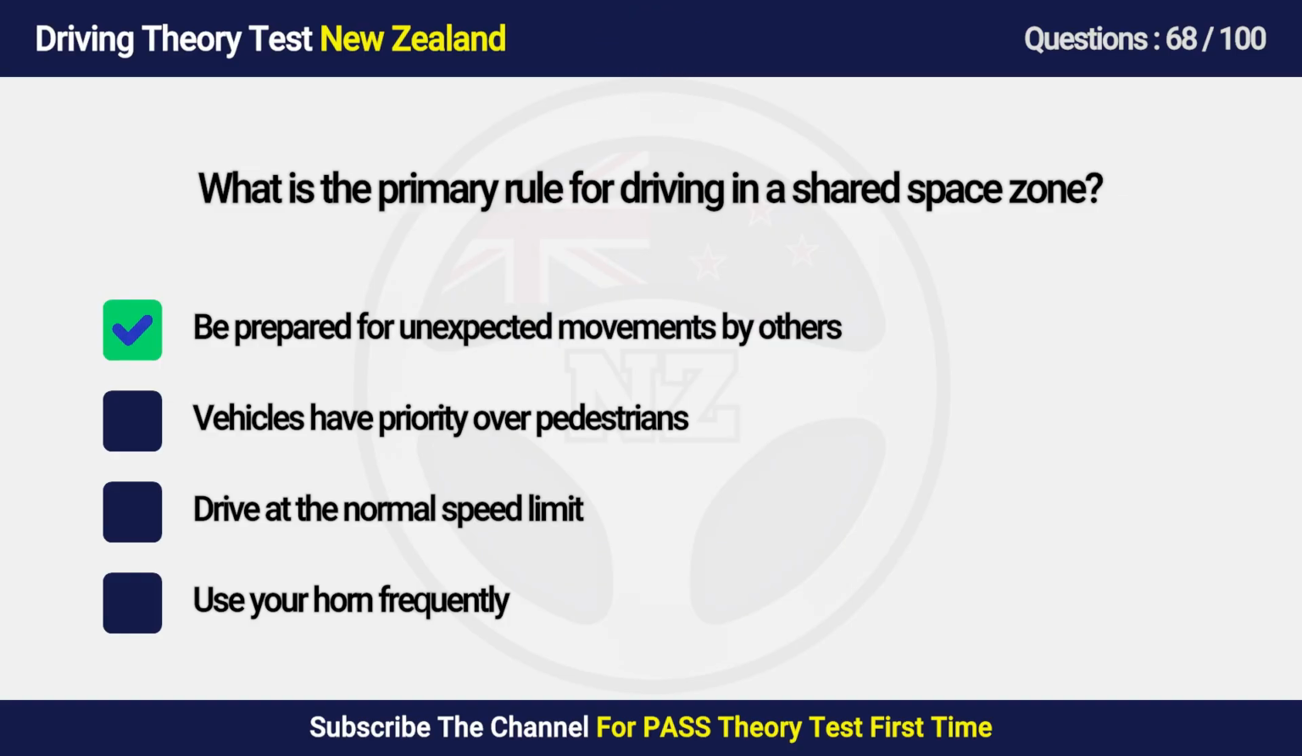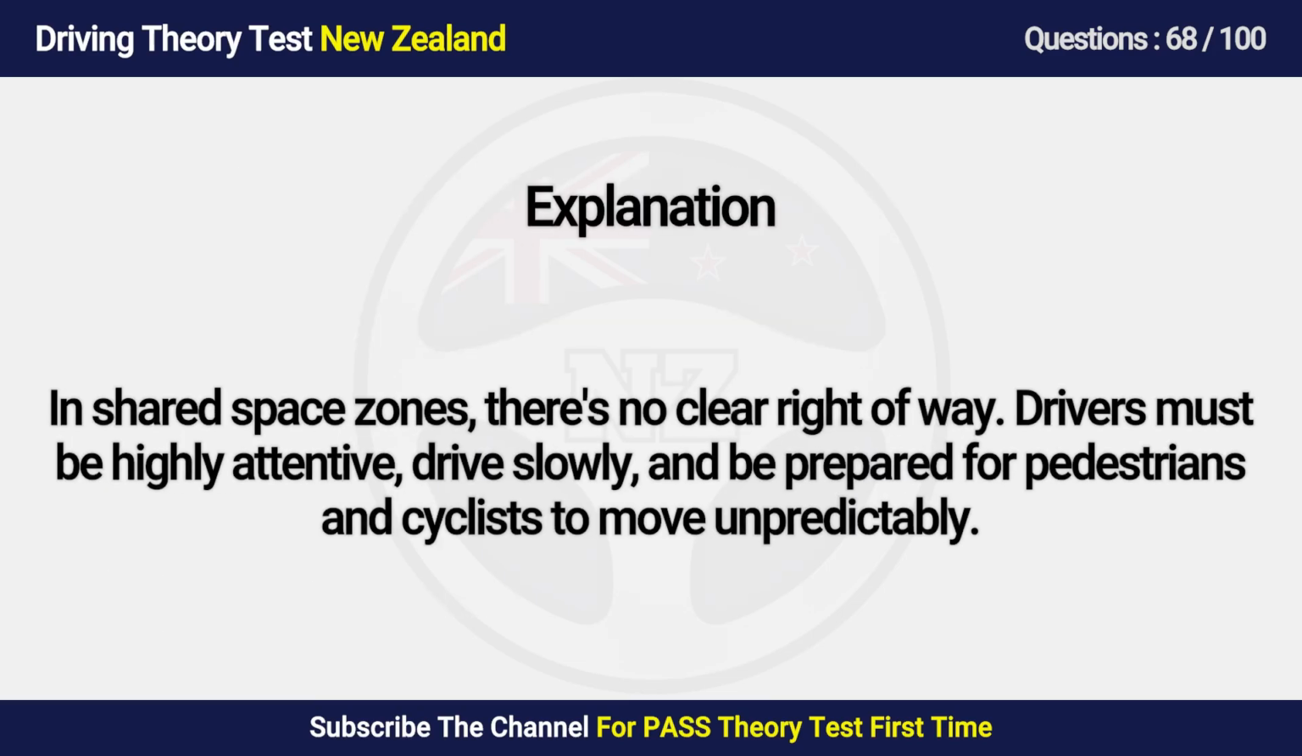Answer is A, be prepared for unexpected movements by others. In shared space zones, there's no clear right of way. Drivers must be highly attentive, drive slowly, and be prepared for pedestrians and cyclists to move unpredictably.